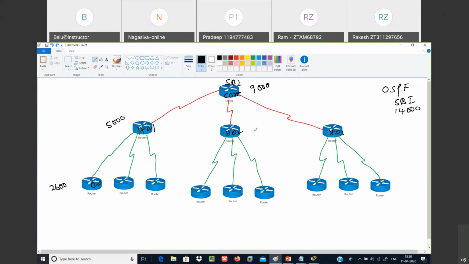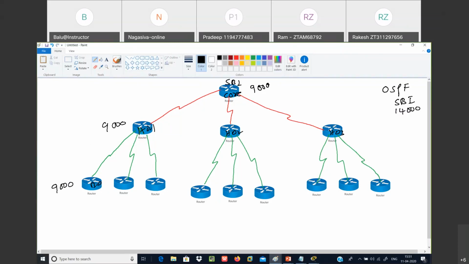So here, what is the solution? Solution number one is, even in the branch routers and the head office, we need to install 9,000 series routers. Like, all of SBI's routers should maintain the 9,000 series. Now they can maintain information for 14,000 routers. No problem, right? This is the first solution.